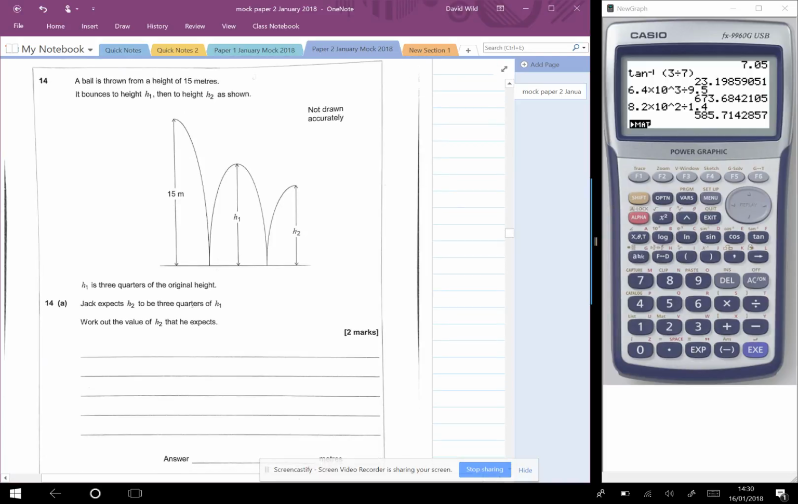Question 14. Ball is thrown from a height of 15 meters. It bounces to a height h1 here, and then to a height h2. h1 is 3/4 of the original height. Okay, so h1 is 3/4 of, which is times the original height, 15. Jack expects h2 to be 3/4 of h1. Work out the value of h2 that he expects.